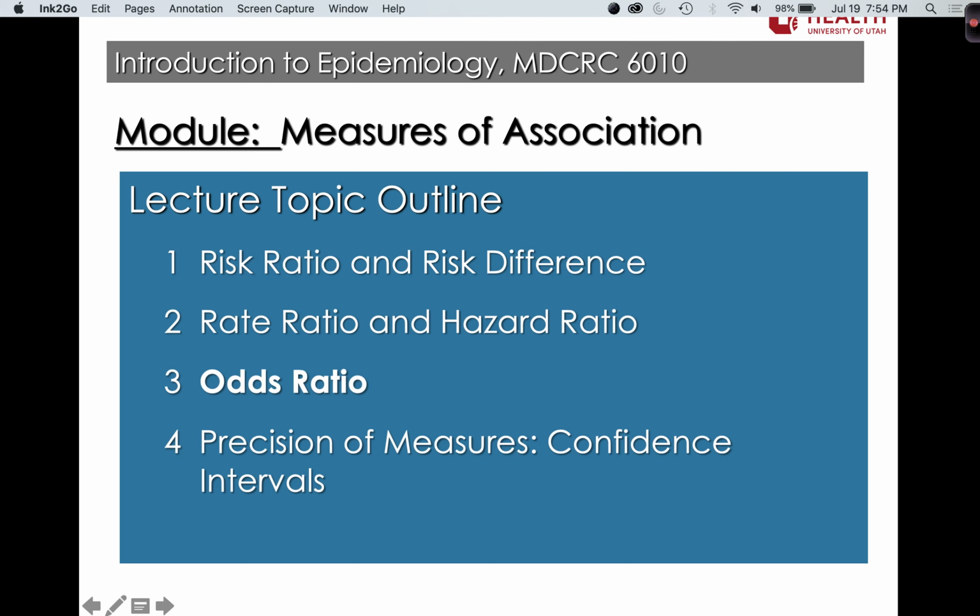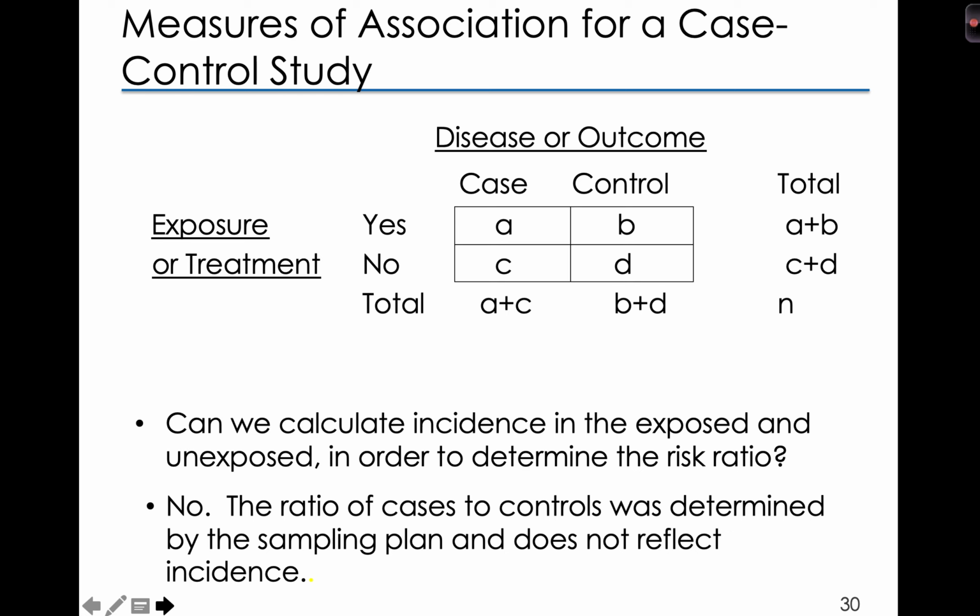For the Introduction to Epidemiology course, in the module Measures of Association, this is the third lecture segment, Odds Ratios. So odds ratios are the measure of association for a case control study.